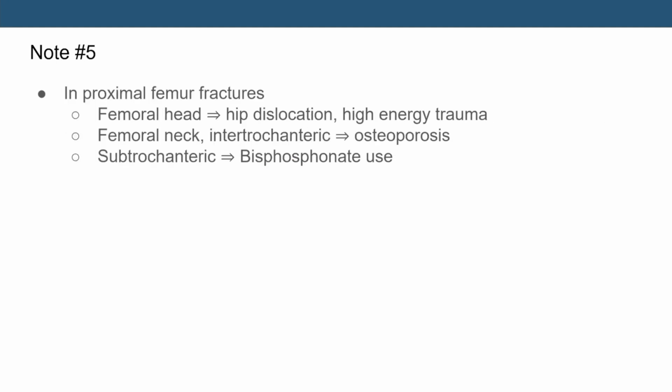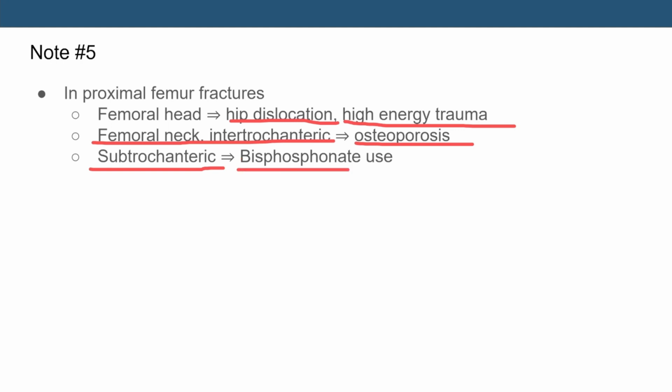The fifth note is regarding proximal femur fractures. If you see a femoral head fracture, that means there is a hip dislocation due to a high energy trauma. If you see femoral neck or intertrochanteric fractures, that means this is probably due to osteoporosis. And subtrochanteric fractures are commonly due to bisphosphonate use.